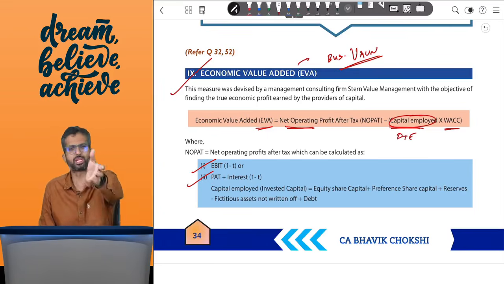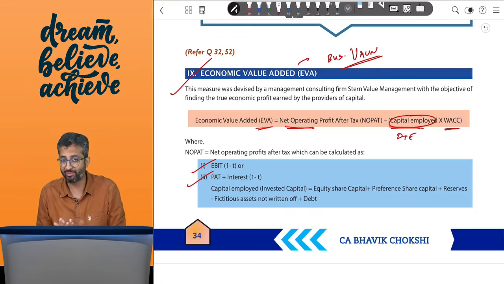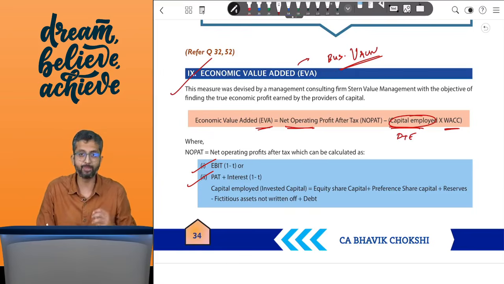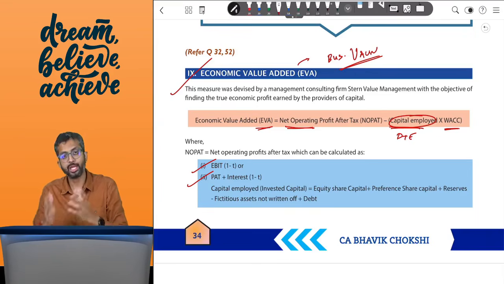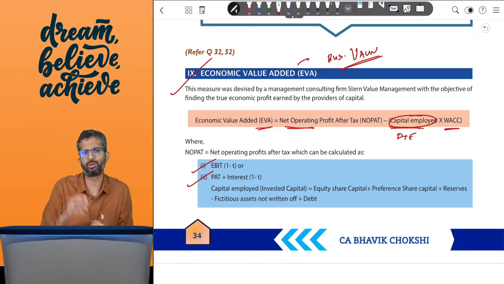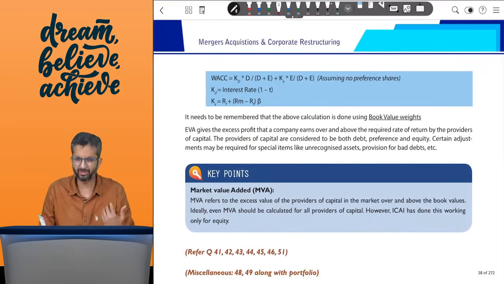If there's any preference shares, you will even add that both as per book values, not based on market values, because you're doing values as per the books. And WACC is the cost of debt into the weight of debt. Cost of debt is interest into 1 minus T into weight of debt plus cost of equity into the weight of equity, where cost of equity is usually calculated using CAPM. So these are the various things.